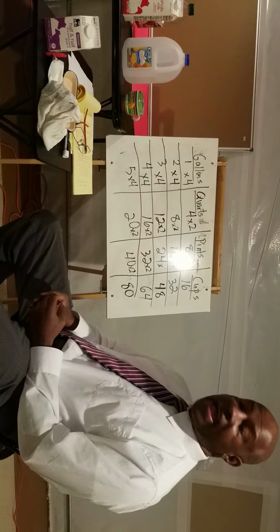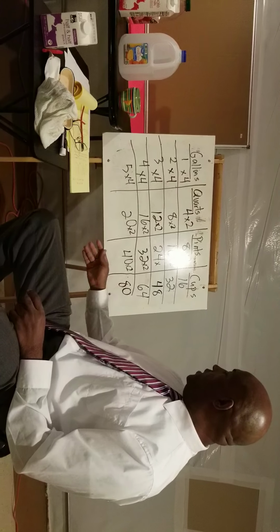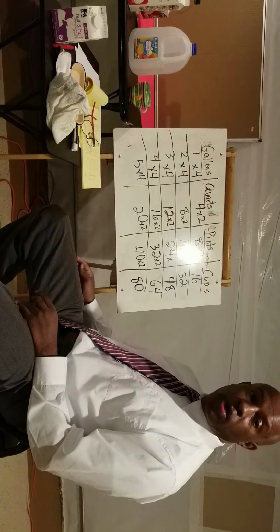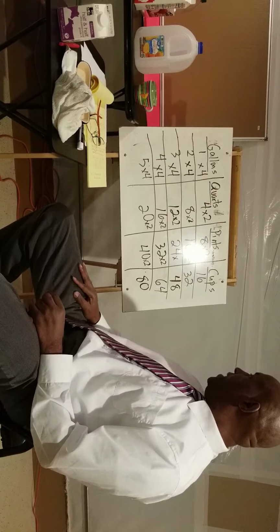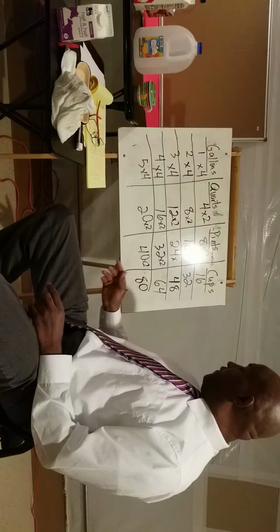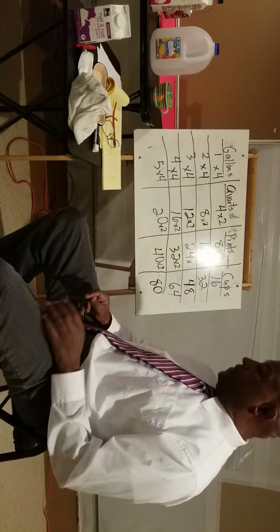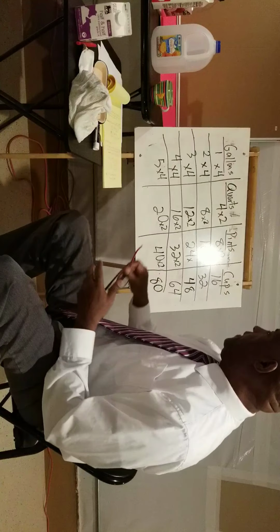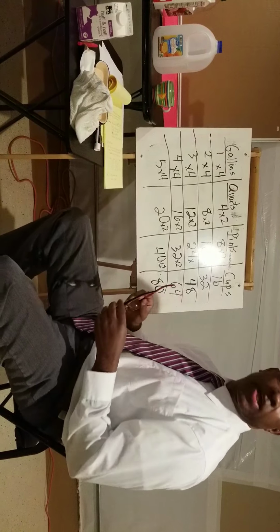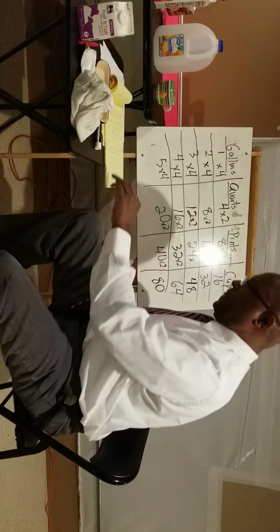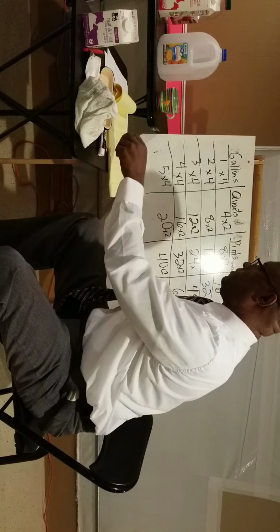If we have 5 gallons, there are 20 quarts. And in 20 quarts, there are 40 pints. And in 40 pints, there are 80 cups. And so that would be the scenario trying to find the equivalences of 5 gallons.